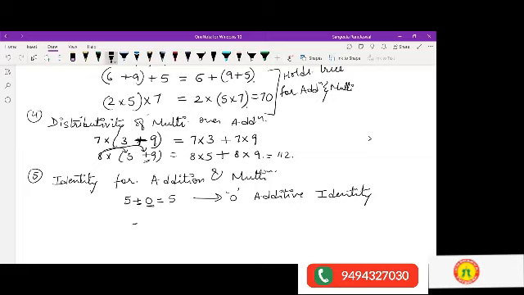For multiplication, if I multiply a number with 1, I get the same number. That means my number did not lose its identity even by multiplying. That is the multiplicative identity, just as the additive identity is when you add and get the same number. So 0 and 1 are identity elements. We call 0 and 1 identity elements.